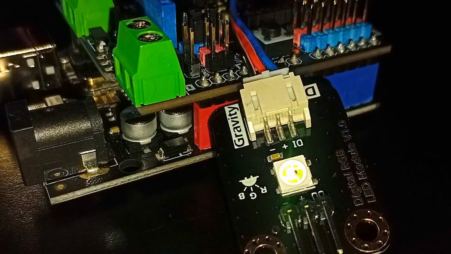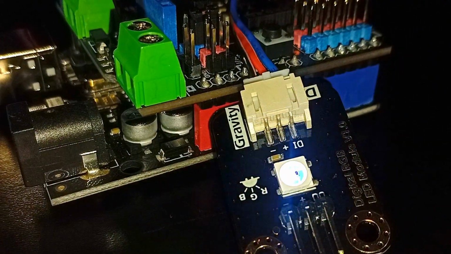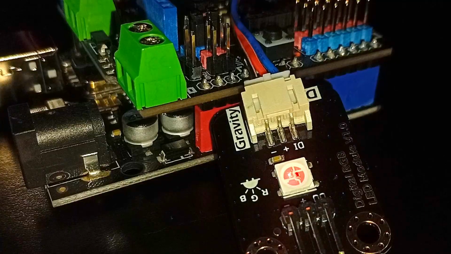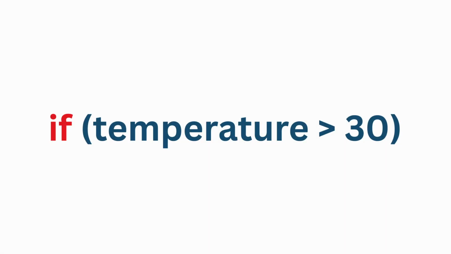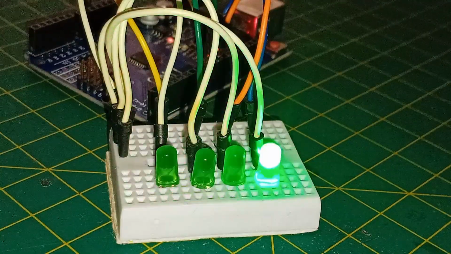Now let's look at another type of operators, the logical operators. So far, we've written conditionals like this. But what if you want to check two things at once? For example, if the temperature is high and the humidity is low, turn on the fan. If the button is pressed or the motion sensor is triggered, sound an alarm. This is where logical operators come in.